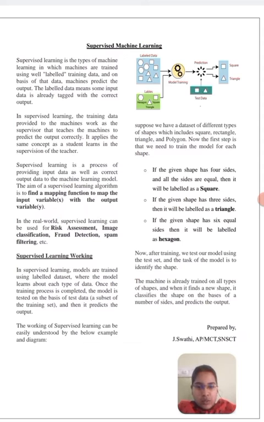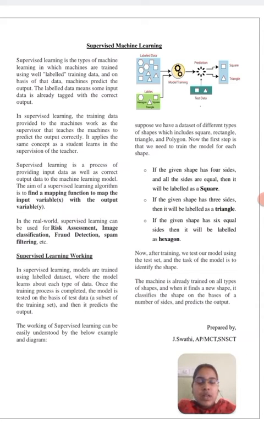Let us see how it works. Models are trained using the labeled data set, where the models learn about each type of data. Once the training process is completed, the model is tested on the basis of the test data. The working of supervised learning can be easily understood by the below example and diagram. So let us discuss here. We have the labeled data with the correct labels, and we have various sets of data where the various labels are put into it.